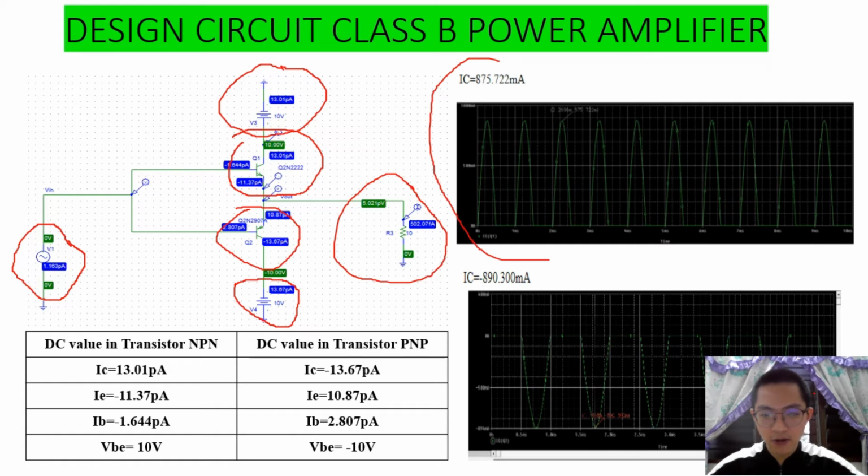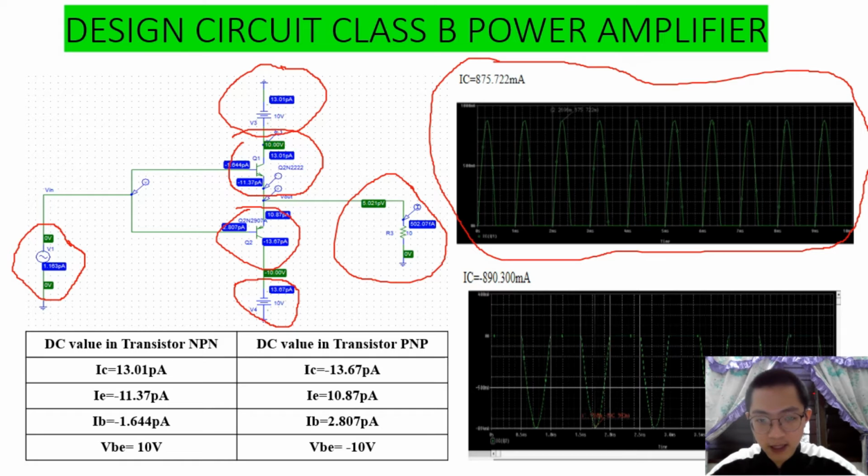Here, when the NPN transistor is on and the PNP transistor is off, we get the positive cycle waveform. In the positive cycle waveform, we can see that IC is 75.722 milliampere, which is the maximum peak value. And when the PNP is on and the NPN is off, we perform a negative cycle in the simulation. We get the negative cycle minimum peak, IC, at negative 890.3 milliampere.